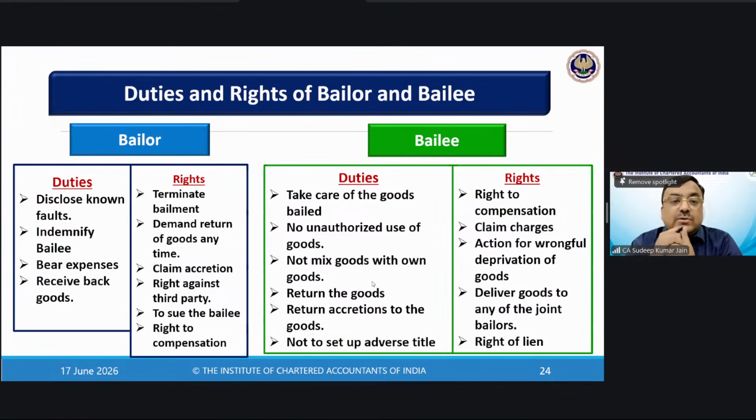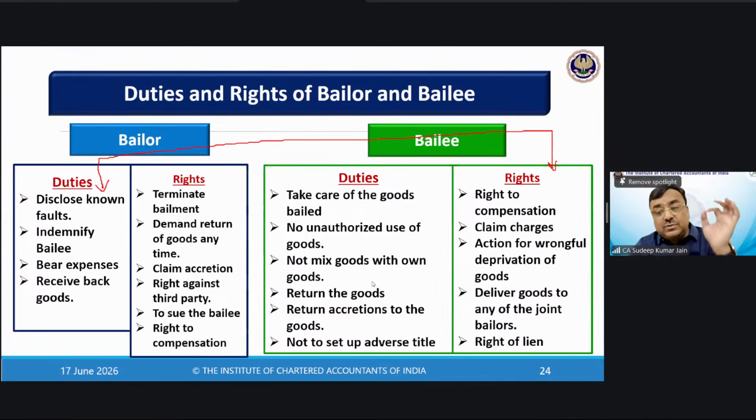Now, duties and rights of bailer and bailee. One very interesting thing for these four points: duties and rights of bailer, and duties and rights of bailee. The interesting thing is that the duties of bailer are the rights of bailee.